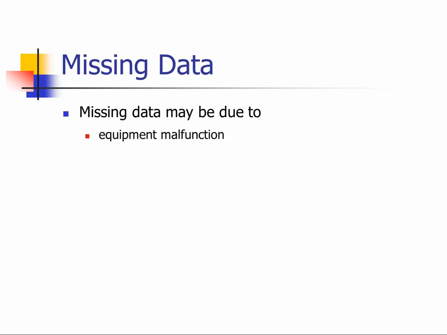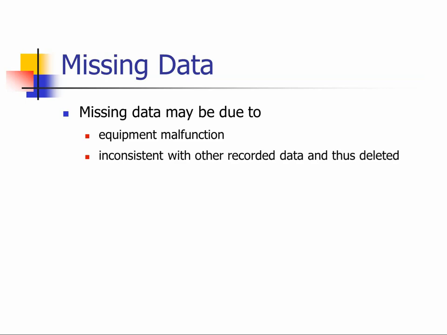Missing data is totally possible to happen all the time in real life, and that can be due to equipment malfunction. The equipment does not successfully detect anything, and therefore we are not able to put a value into the box. Or it can be inconsistent with other recorded data and thus deleted. They may find this value is totally weird, so they remove it while the data is being entered. Or when you try to merge information, one piece of the information is not there, so no values can be put in.